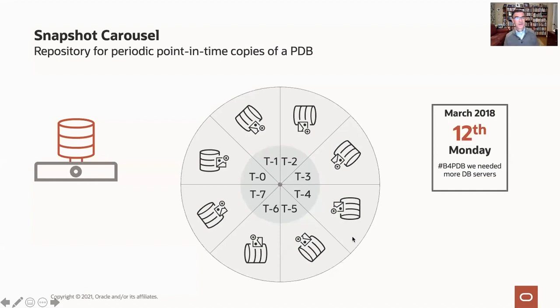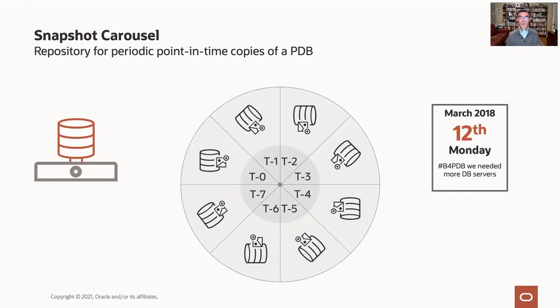But first, I need to tell you about the Snapshot Carousel. This was introduced with 18c, but we've enhanced it a couple of times in the last release or two. Now, the Snapshot Carousel is a repository for point-in-time copies of a PDB. For example, we might take nightly snapshots of a particular PDB. Now, it makes sense to limit the number of historical snapshots we take. Perhaps we only need snapshots for the past week. The maximum number of snapshots to be retained is configurable, and the default is 8, which happens also to be the highest value that's currently supported.